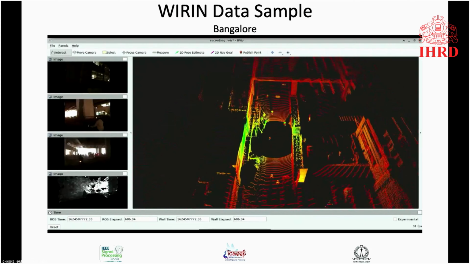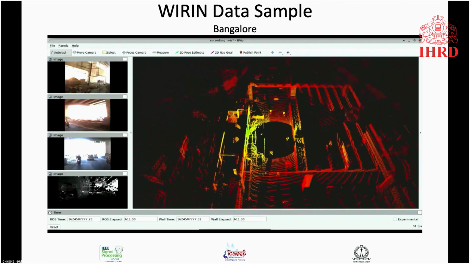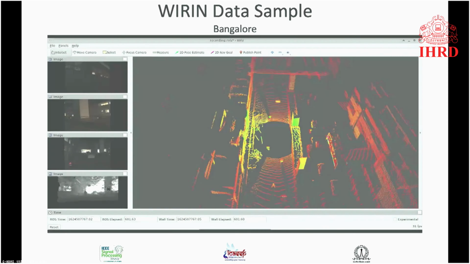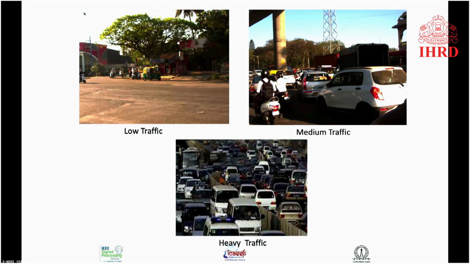In the dark, you can see on the left side is in the evening or in the night, but the LiDAR is able to capture some three-dimensional portion. So this kind of data is collected. About 650 kilometers of data we have collected, different kinds of data, heavy traffic, low traffic, medium traffic, and so on and so forth. And then you create this database from which we are supposed to annotate and look at the data, right?